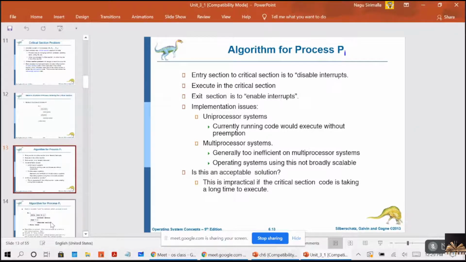Second, progress. If no process is executing in its critical section and some processes wish to enter their critical sections, then only those processes that are not executing in their remainder sections can participate in deciding which will enter its critical section next, and this selection cannot be postponed indefinitely. Here, progress means that no process is executing in the critical section and some processes wish to enter their critical sections.